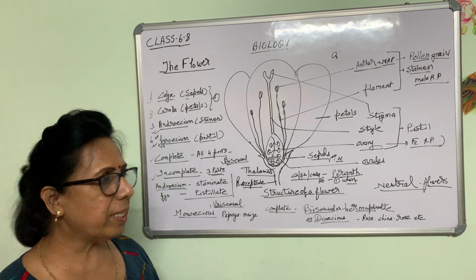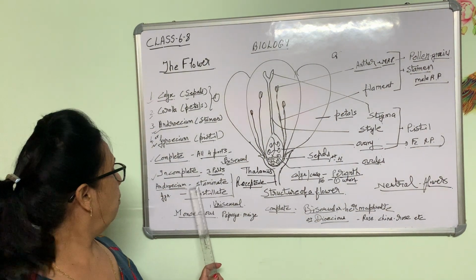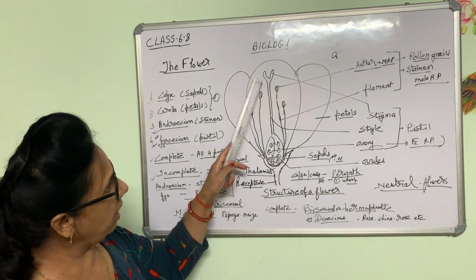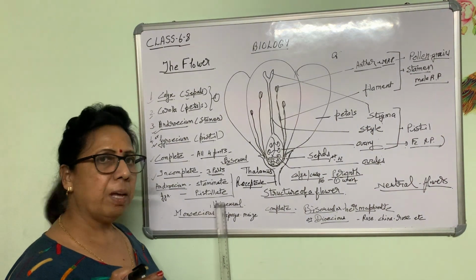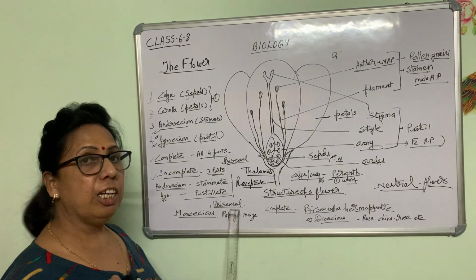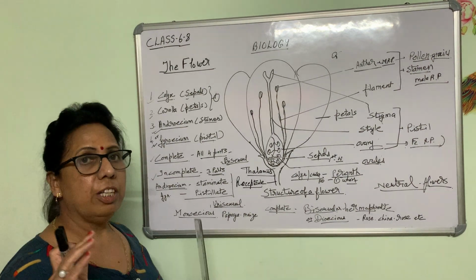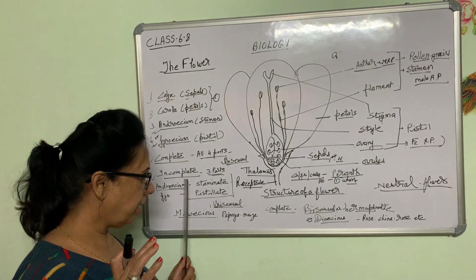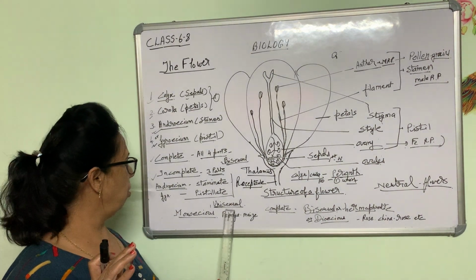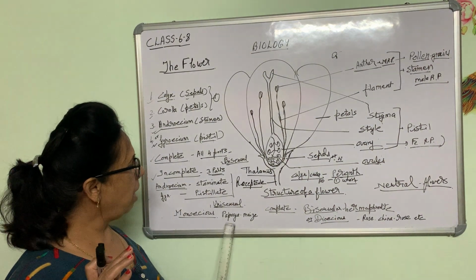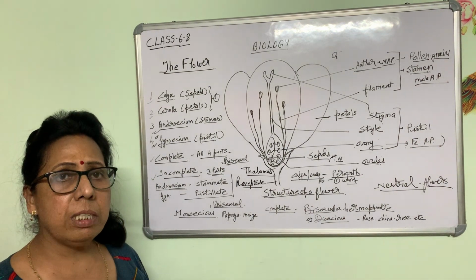If only the stamens are present, then the flower is said to be staminate. If only gynoecium is present, only pistil is present, then we say the flower is pistillate. They are also known as unisexual flowers, also known as monoecious. They are also known as incomplete flowers. They are called monoecious, unisexual, incomplete flower. Example, papaya and maize.